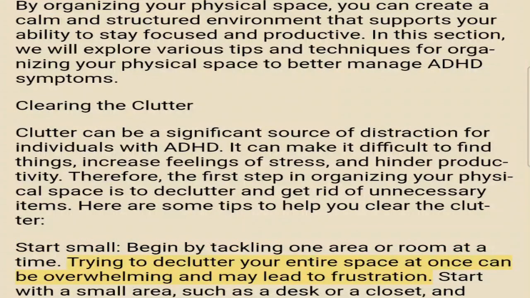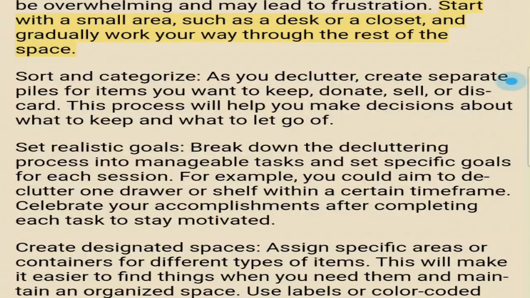Trying to declutter your entire space at once can be overwhelming and may lead to frustration. Start with a small area, such as a desk or a closet, and gradually work your way through the rest of the space. Sort and categorize. As you declutter, create separate piles for items you want to keep, donate, sell, or discard. This process will help you make decisions about what to keep and what to let go of.